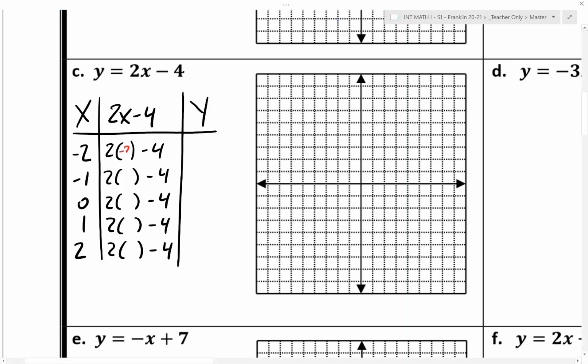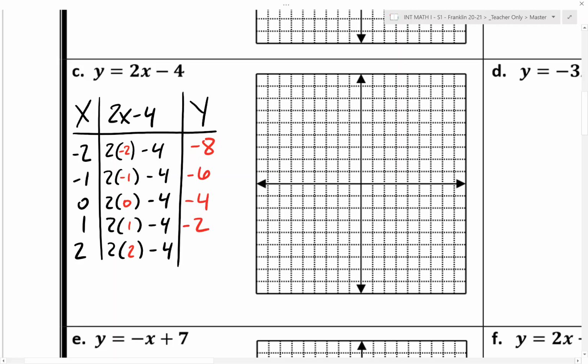So we're going to plug in -2 here, -1 here, 0, 1, and 2. So basically we're just replacing x in this equation with all these x values here and finding their corresponding y values. So -2, we do 2 times -2, which is -4, minus 4 is -8. 2 times -1 is -2, minus 4 is -6. 2 times 0 is 0, minus 4 is -4. 2 times 1 is 2, minus 4 is -2.